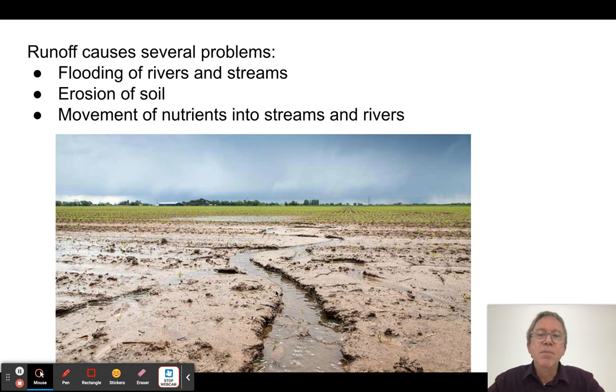And the other thing is, because these soils contain nutrients, when these nutrients get into our streams and lakes, they cause algae blooms, which cause a whole host of problems. So the three things: flooding, erosion, and nutrient transfer. These are the problems associated with runoff. And humans are notorious for causing increases in runoff through our actions, which we'll talk about in a minute.